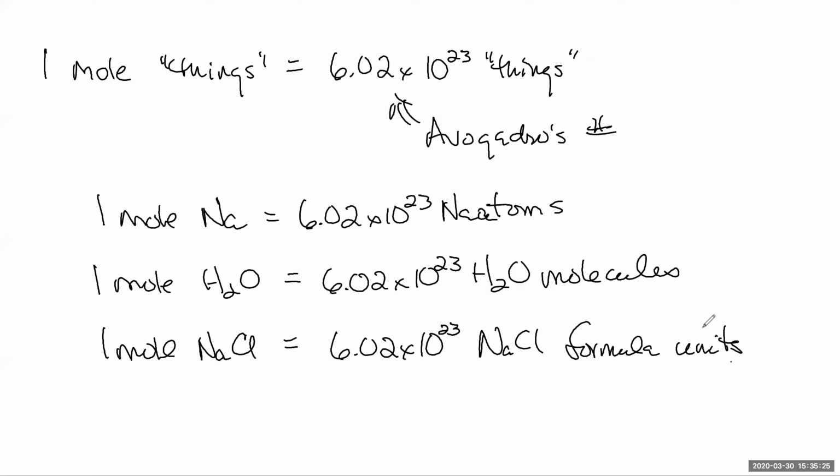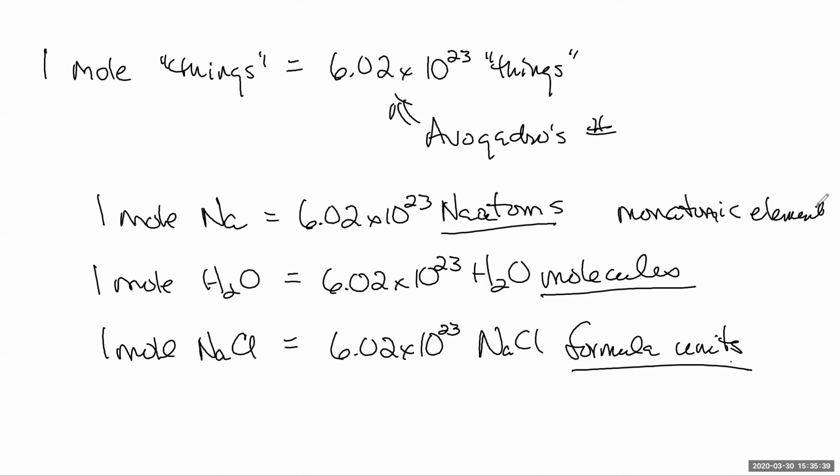Now, I know one thing that confuses people is the difference between atoms, molecules, and formula units. You use atoms when you have a monatomic element. You use molecules for compounds and for diatomic elements, and you use formula units for ionic compounds.